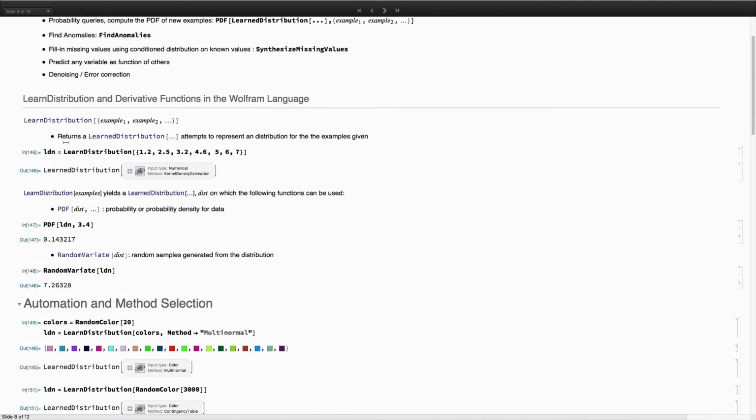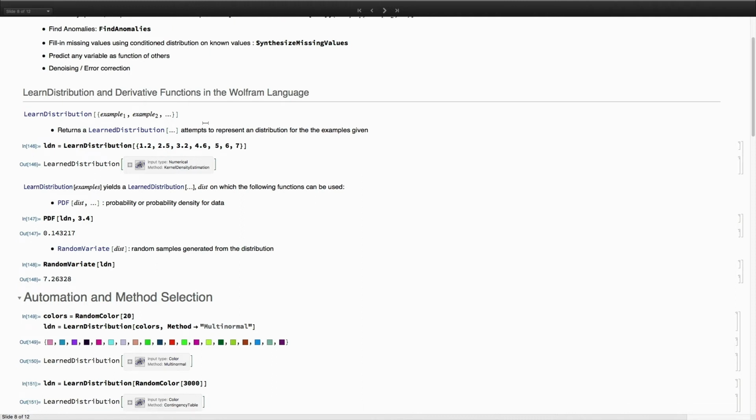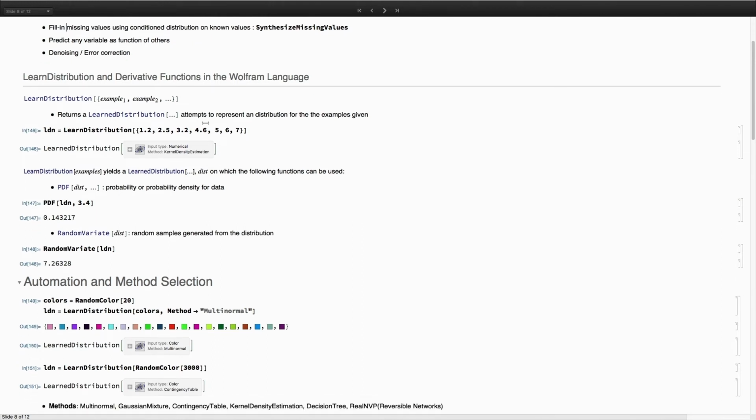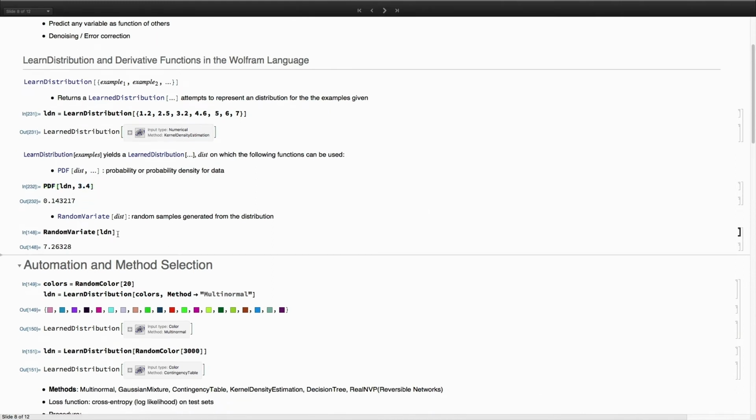The main function is just LearnDistribution in Wolfram Language, introduced in 12, and there will be a detailed talk by Etienne Bernard at 3:30 today, which will tell you all about the details and all the knobs of LearnDistribution. But I need to go through quickly how it works. You just give LearnDistribution your data, and it will return a learned distribution. Based on that, you can ask for a PDF of a new example. You can also get RandomVariate on the learned distribution and synthesize new examples.